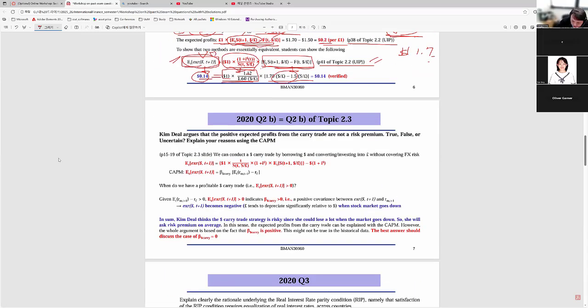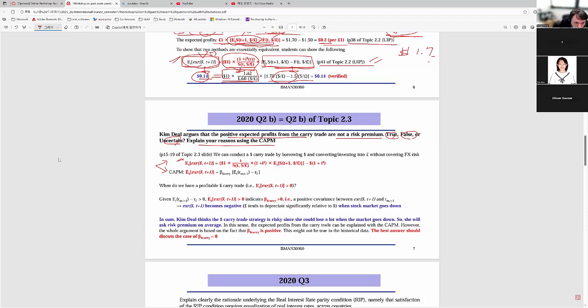Now, the next question. Kim Dill argued that the positive expected profit from the carry trade is not a risk premium. Is this true, false, or uncertain? Explain your reasoning using the CAPM. So this is topic 2.3. On pages 15 to 19 of topic 2.3, we talk about the CAPM, using CAPM to justify the positive profit from carry trade.